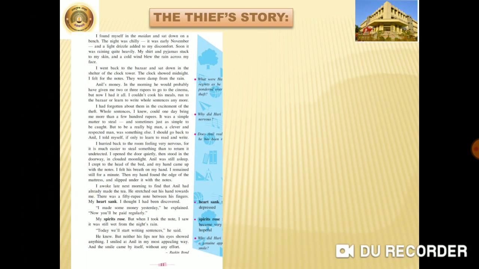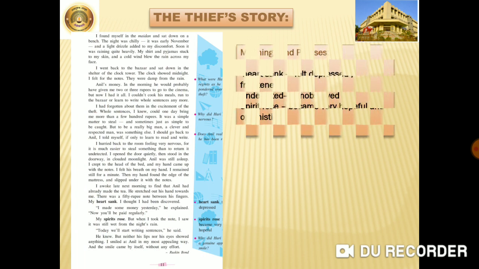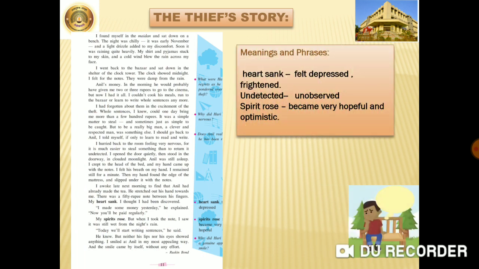I found myself in the Maidan and sat down on the bench. The night was chilly. It was early November and the light drizzle added to my discomfort. Soon it was raining quite heavily. So it was November. It was very cold and it even started raining there. My shirt and pajama stuck to my skin and the cold wind blew the rain across my face. So he was sitting there alone in the Maidan thinking what to do.